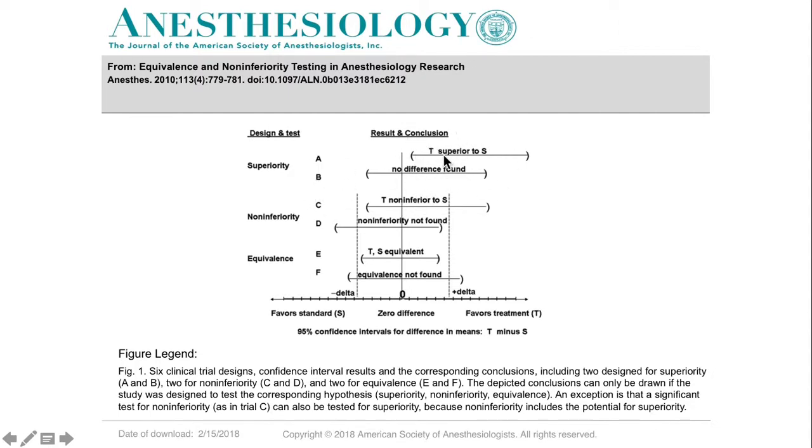Here, say a treatment is superior to a placebo, and our null hypothesis is that there's no difference. With non-inferiority trials, T is non-inferior to S, and then non-inferiority is not found, meaning there was some sort of difference. And with equivalence, you can see here T and S equivalent, and you can say equivalence is not found. If you want to read more about this concept, you can take a look at this article.